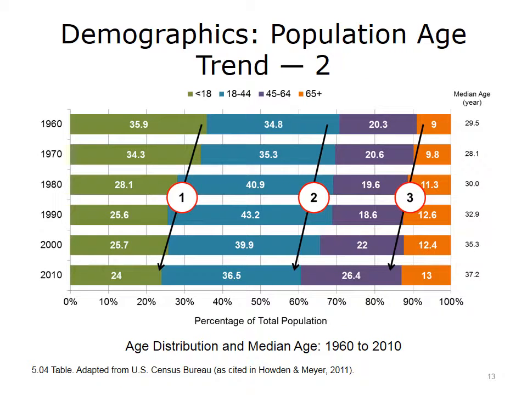This diagram shows the progression of age bands from 1960 to 2010. For example, the percentage of population over 65 years old was only 9% in the 1960s, while this has increased to 9.8% in the 1970s, 11.3% in the 1980s, 12.6% in the 1990s, and finally 13% in 2010.